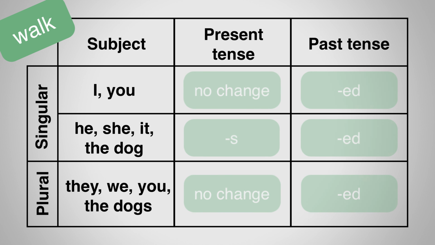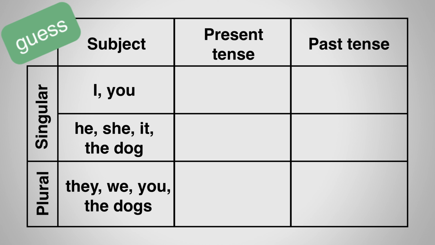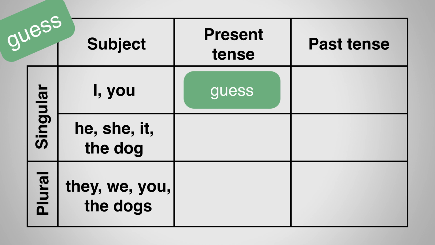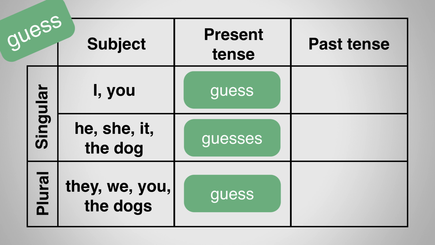Okay, let's look at one more. This time we'll use the verb to guess. Let's start in the present tense. I guess, you guess. He guesses, she guesses, it guesses, the dog guesses. They guess, we guess, you guess, the dogs guess. This time es is added to verbs that follow he, she, it, or a singular noun.